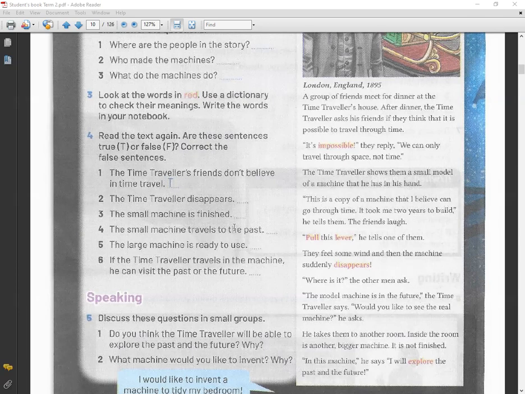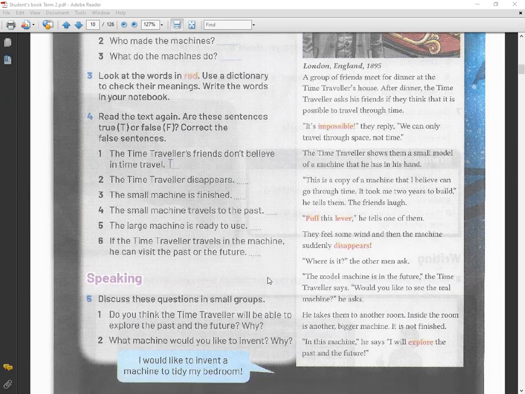The small machine is finished. Yeah, it's true. The small machine travels to the past? No, it travels only to the future. The large machine is ready to use? No, it isn't finished. It's false also. The last one, if the time traveler travels in the machine, he can visit the past or the future, both of them.